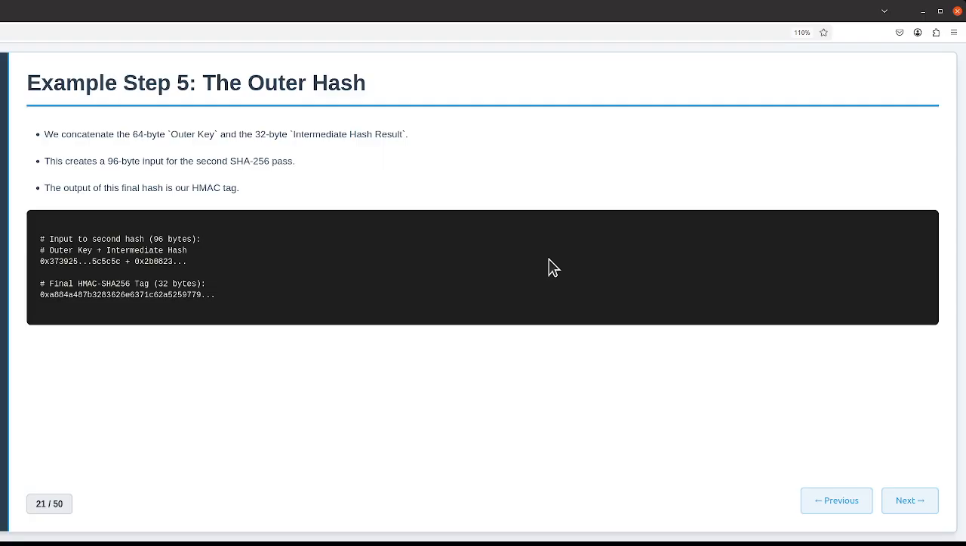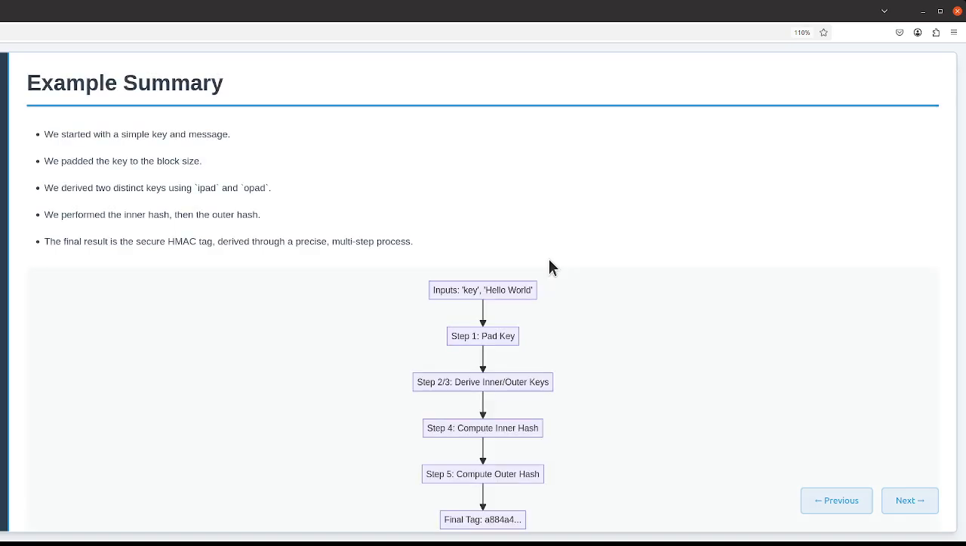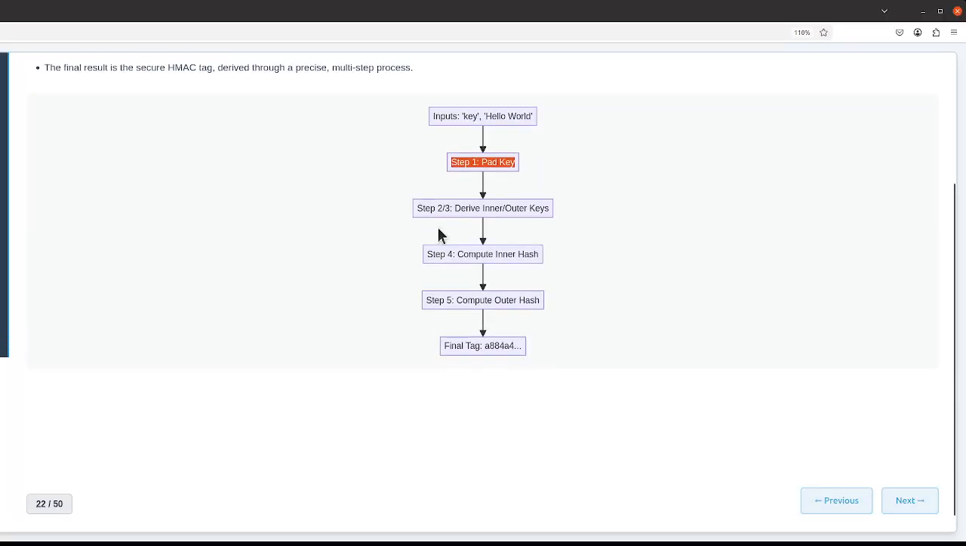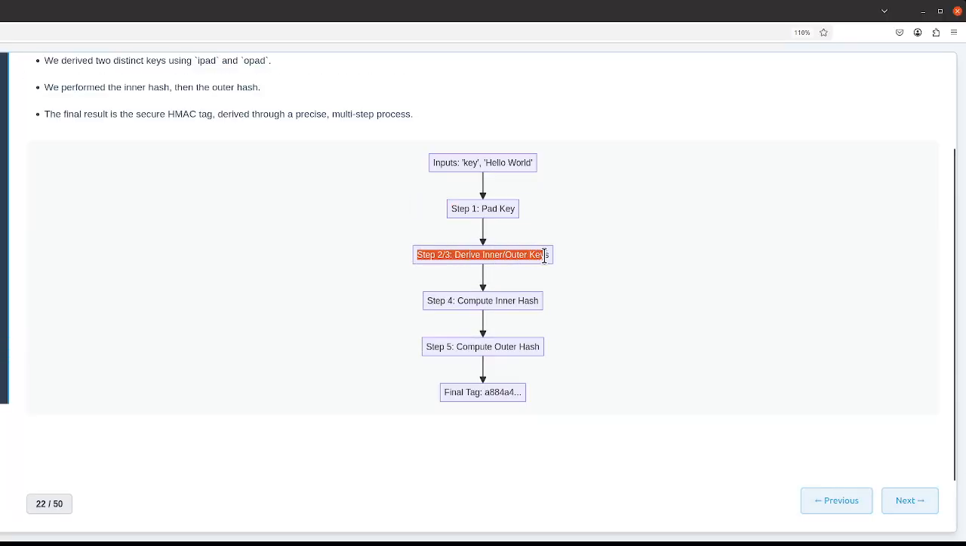The hexadecimal value shown on the slide is the correct HMAC SHA-256 tag for the key and the message "Hello World." Example summary. Let's quickly recap the entire calculation flow we just performed. We started with a short key and padded it to the 64-byte block size. We then used IPAD and OPAD to create 2 distinct keys. The first key was hashed with the message to create an intermediate result. The second key was then hashed with that intermediate result to produce the final, secure tag.